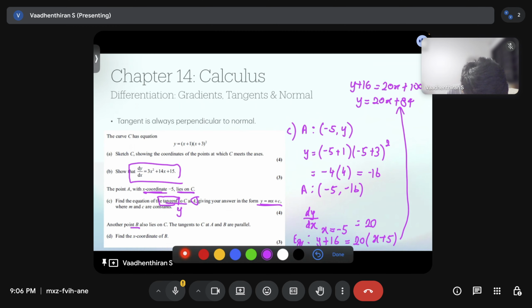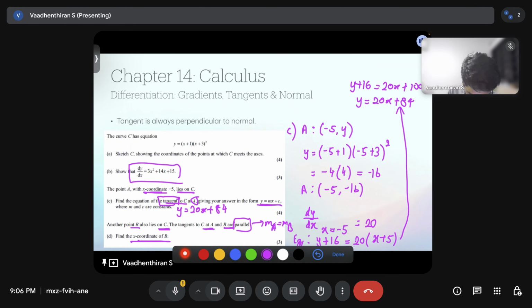So I'll just write it here: y equals 20x plus 84. Another point B also lies on the curve C. The tangents to C at A and B are parallel. So what does this tell you? That the gradients are equal. The gradient of A and the gradient of B are equal. Find the x coordinate of B.